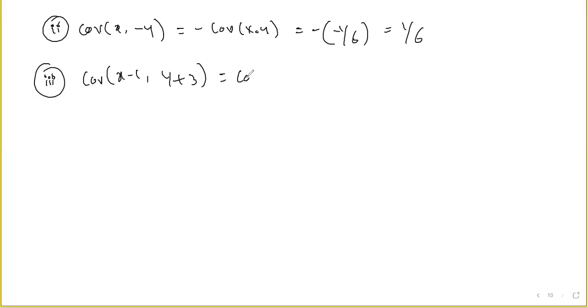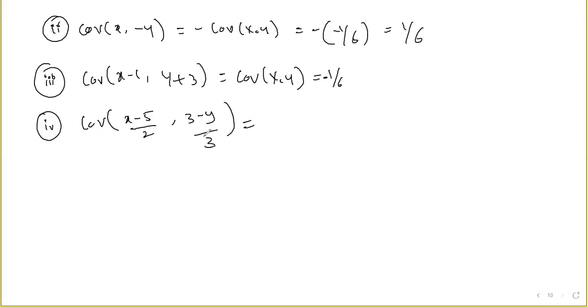So this is equal to simply covariance of xy. This is also minus 1 by 6. Now the fourth one, what we have, covariance of x minus 5 by 2 comma 3 minus y by 3, right? So here you treat a equal to 1 by 2 and b equal to 1 by 3, right? Is it clear? So now, but here b is minus 1 by 3.